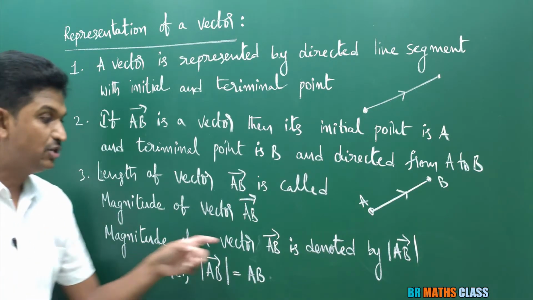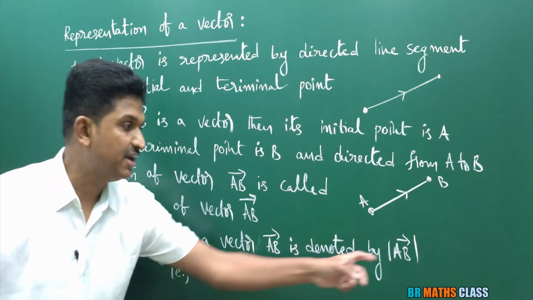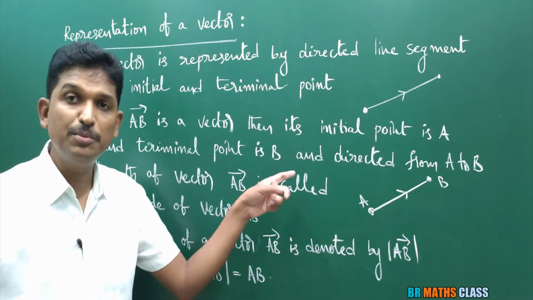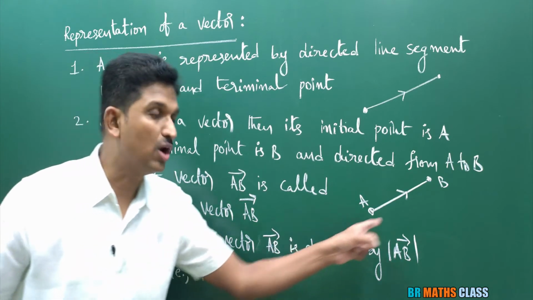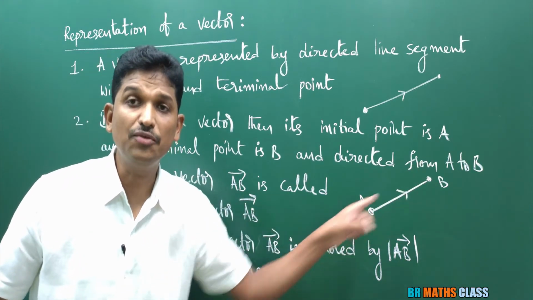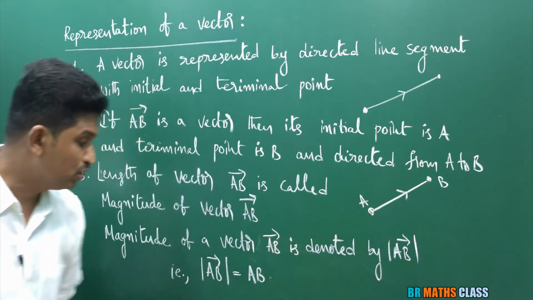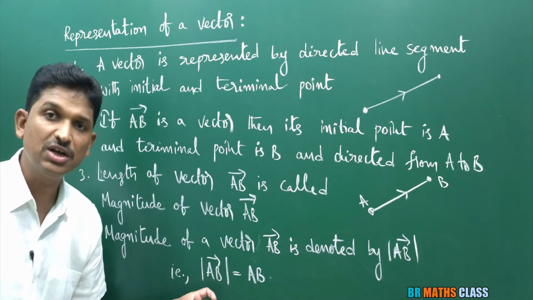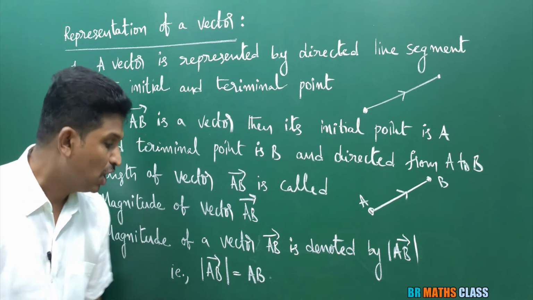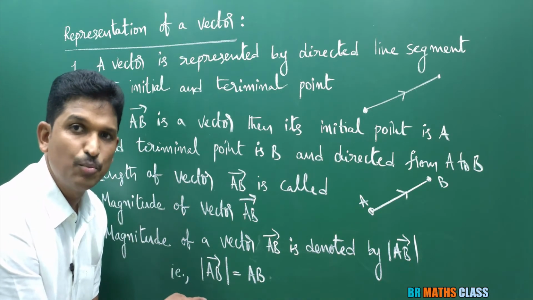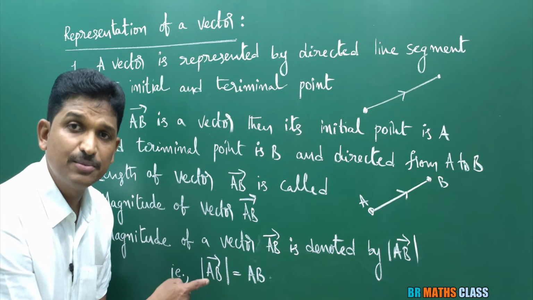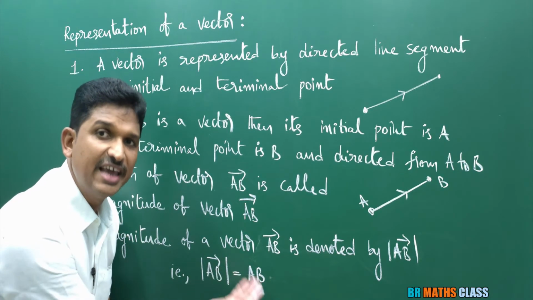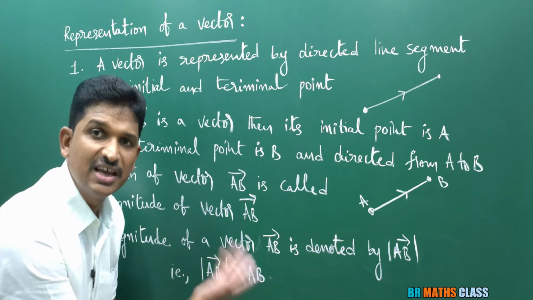Look here, the magnitude of a vector AB bar is denoted by modulus of AB bar. The length of the vector AB bar is called the magnitude of that vector, and the length of vector AB bar is AB. How do we read this? We read it as modulus of AB bar, or you can read it as magnitude of AB bar. Both are correct. Magnitude of AB bar is AB. Modulus of AB bar is AB.